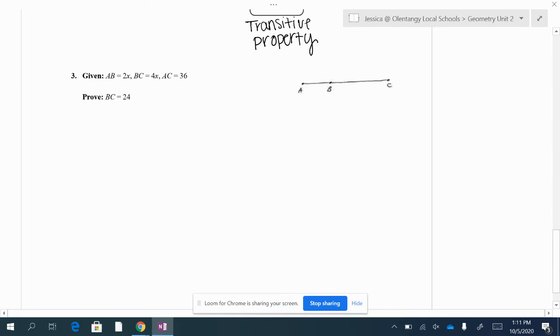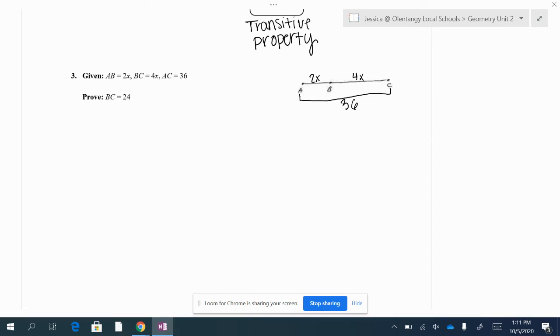All right, our last one. We are given some pieces of information. We're given that AB equals 2x, so AB is 2x. We are given that BC is 4x. And we are given that AC is 36. We have to prove that BC is 24.